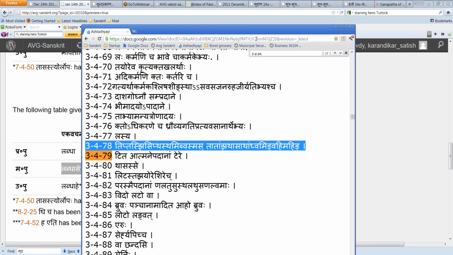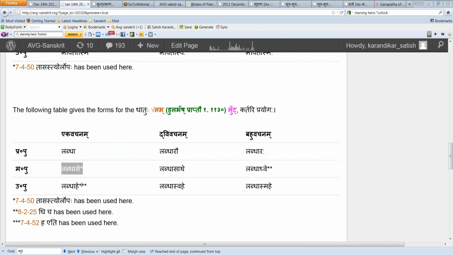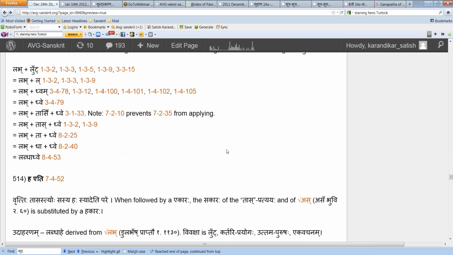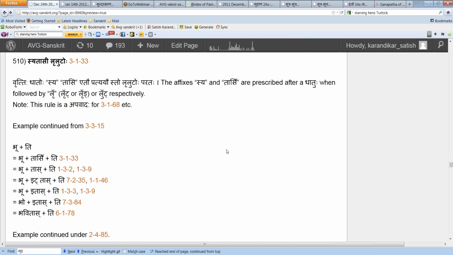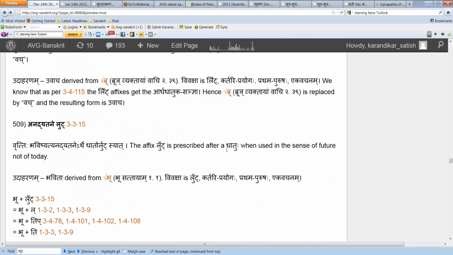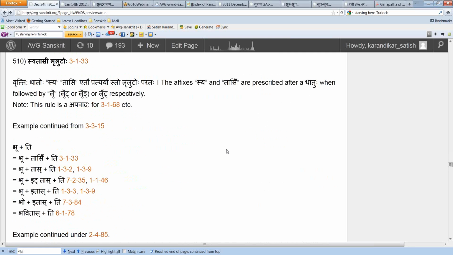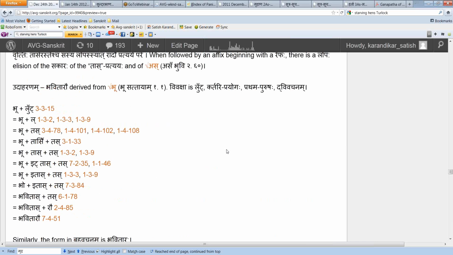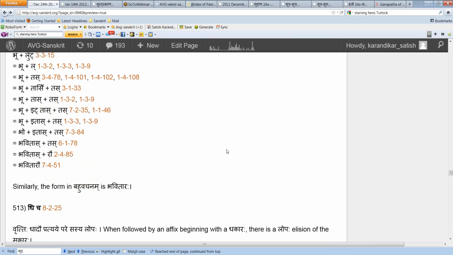In this case, we get thasase. And again, we get the sutram Tasasthyor Lopaha, which we looked at last time in the class. You can always check the vritti when applying anything. So Tasasthyor Lopaha will come over here. Actually, we have seen that before, Tasasthyor Lopaha. We did it in dhatu as. At that time, we looked at Tasasthyor Lopaha.